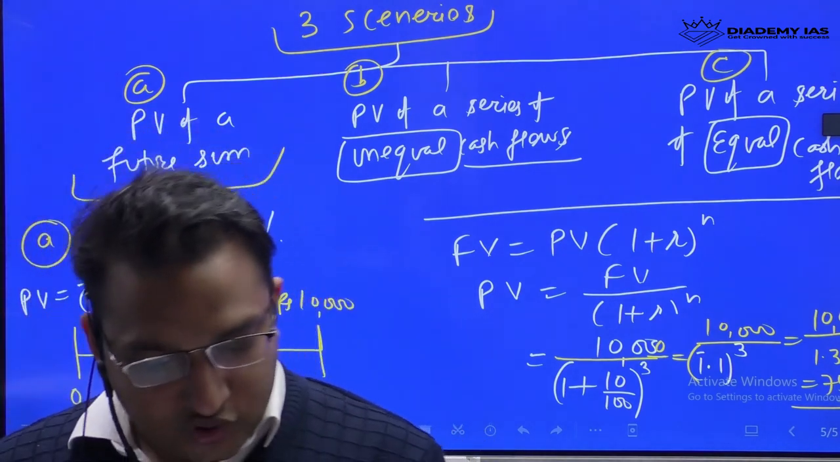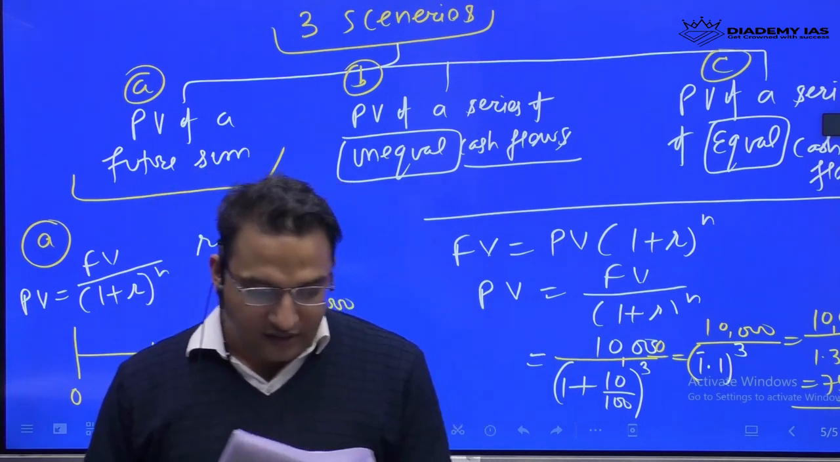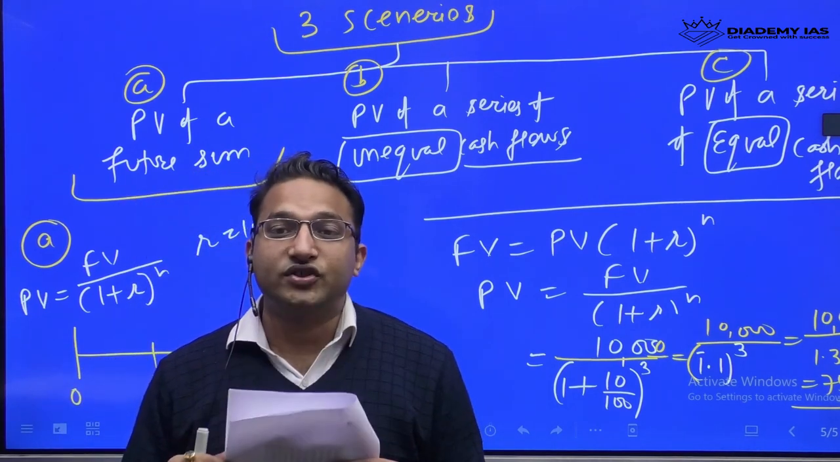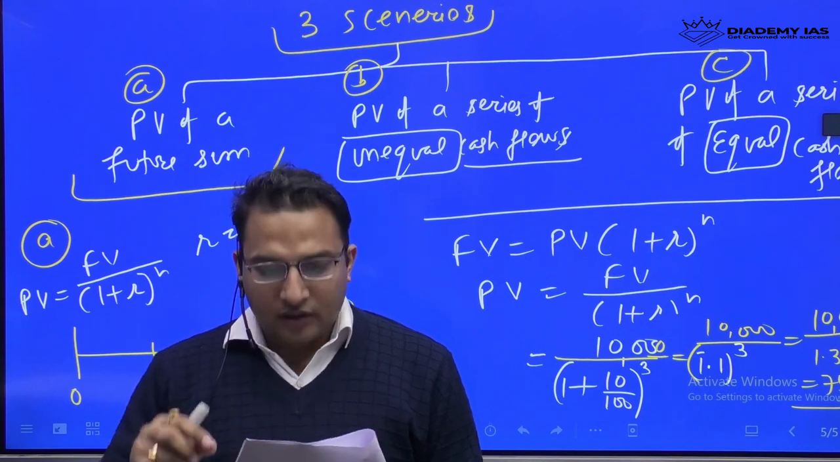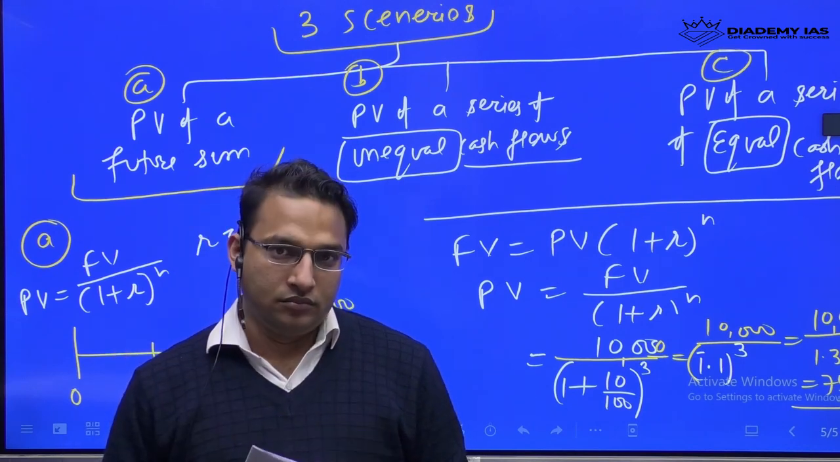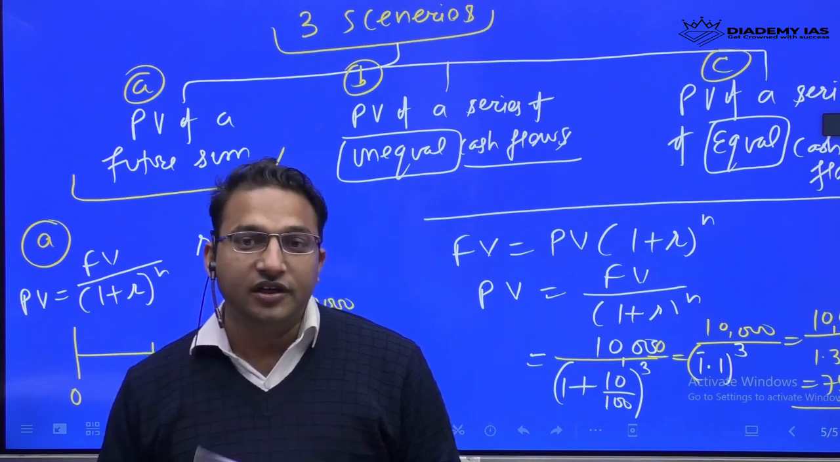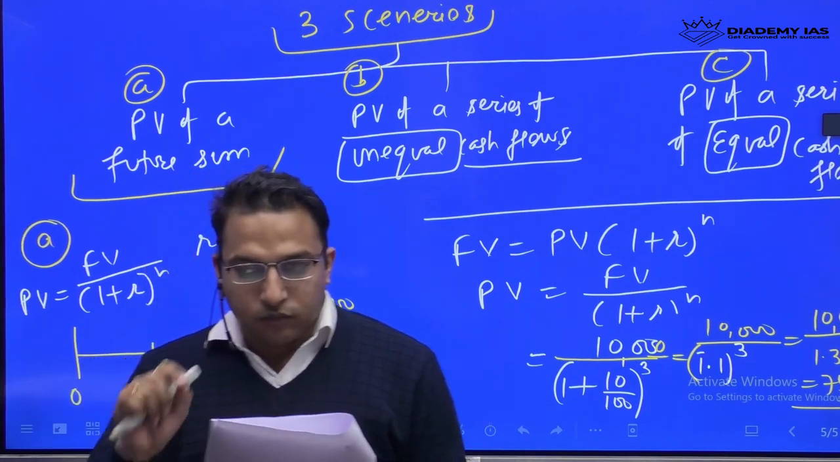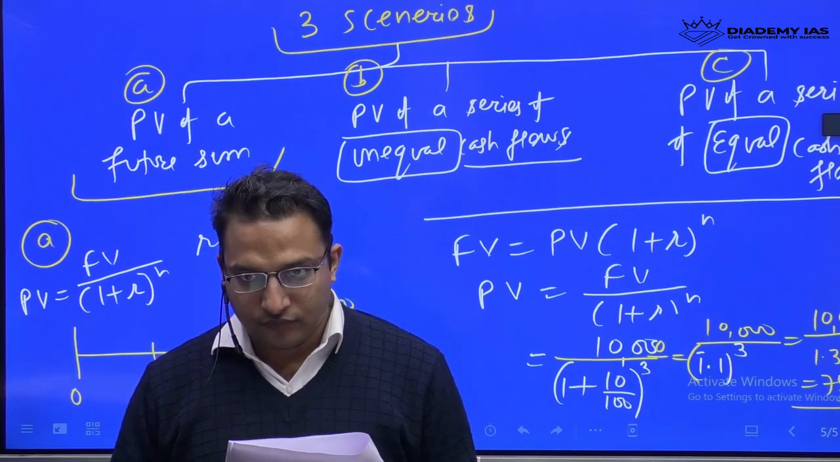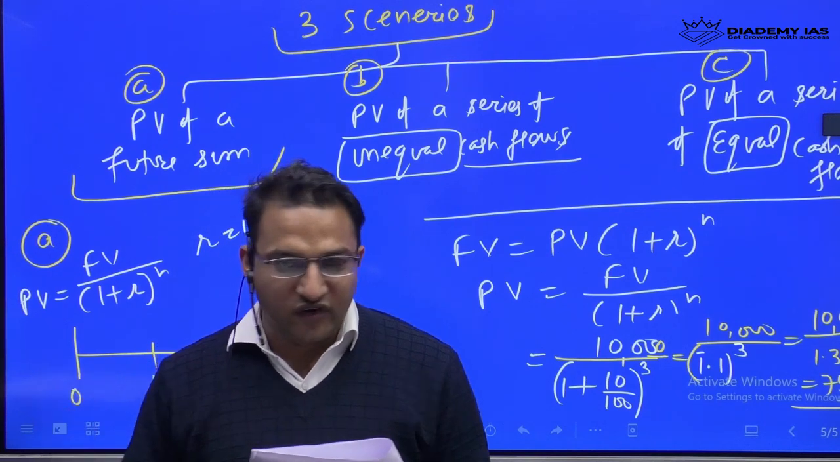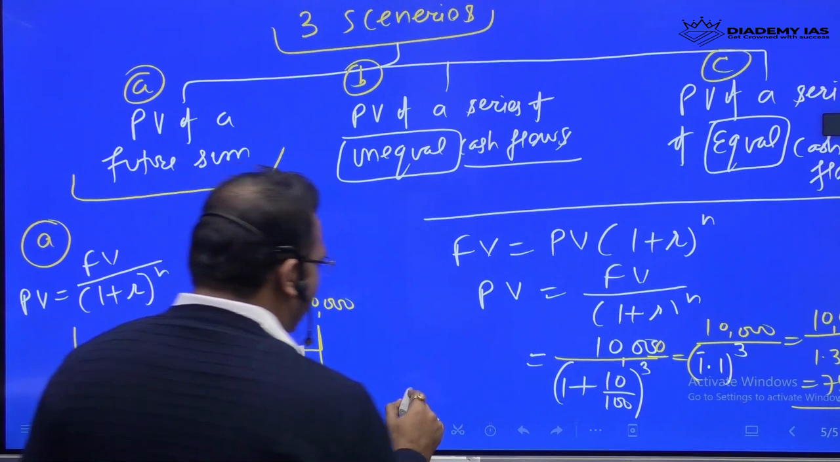Okay, good. So, period 3 and rate of interest is how much? 10%. So, in the third row, see the last column. Third row, that is period 3, last column, that is 0.751. Okay? 0.751. So, you can simply calculate it.